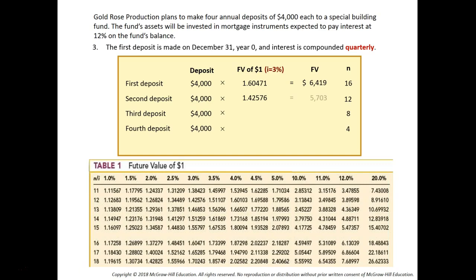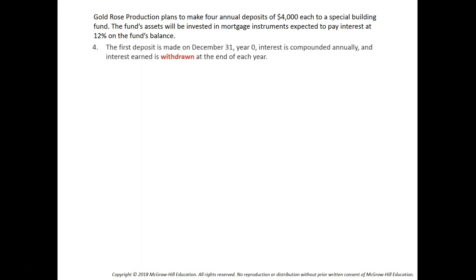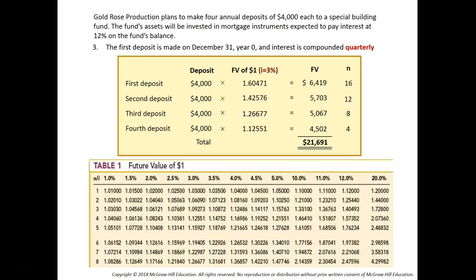Next, the third deposit and the fourth deposit. So basically, interest is being compounded quarterly. So there you see the future value of those various different payments. The total here is $21,691.